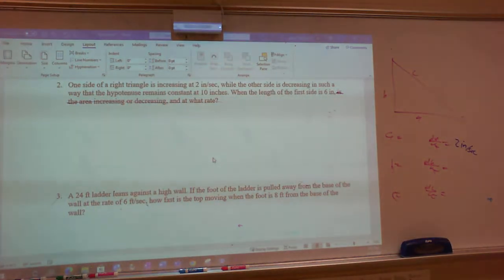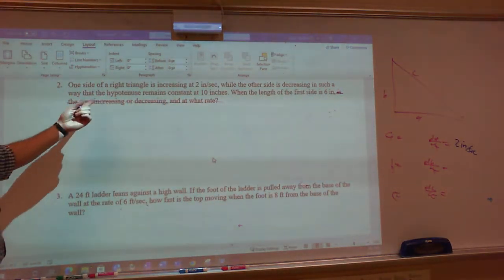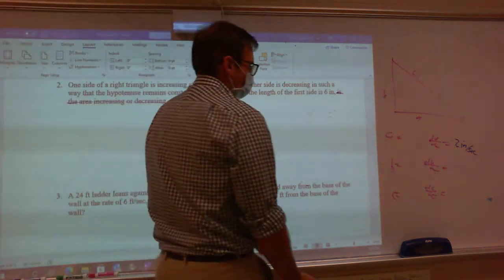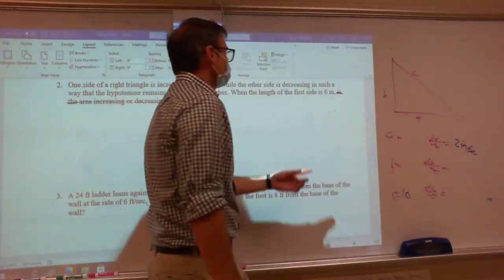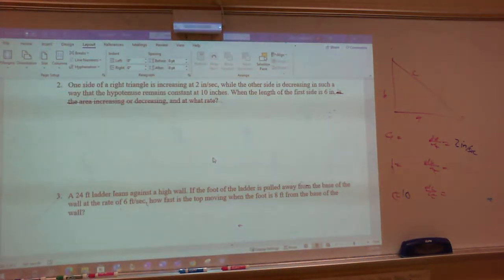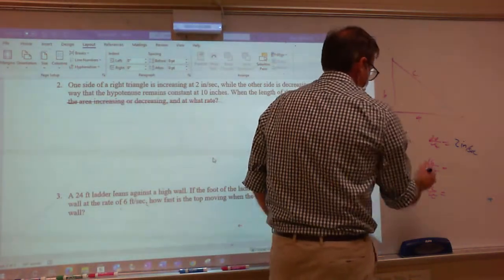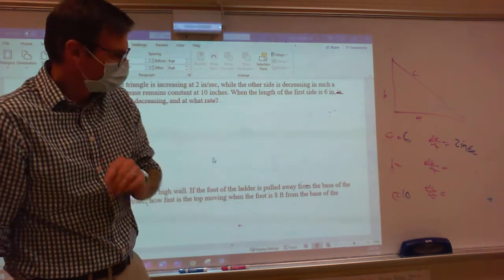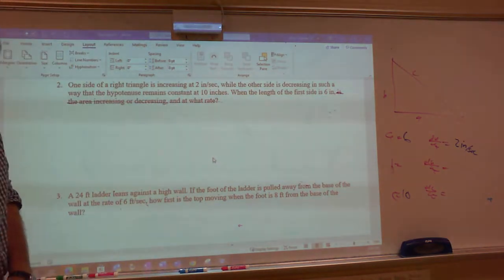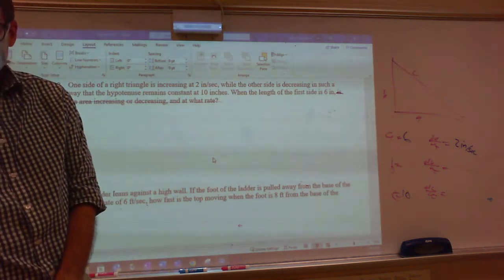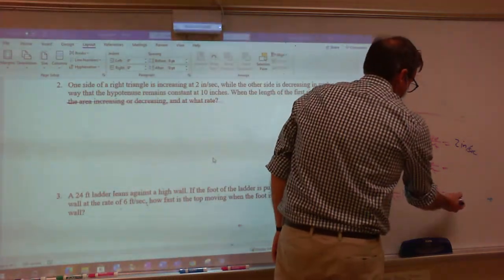While the other side is decreasing. Okay, wait. Hypotenuse. Where's the 10 go? C. Okay, where's the 6 go? B. No, A. A, the first side. Okay. We okay with that? Yes. What else do we know? C prime is 0. C prime is 0. How do I know that? Because it's remaining constant. Because it's a constant. Okay, so that's 0.